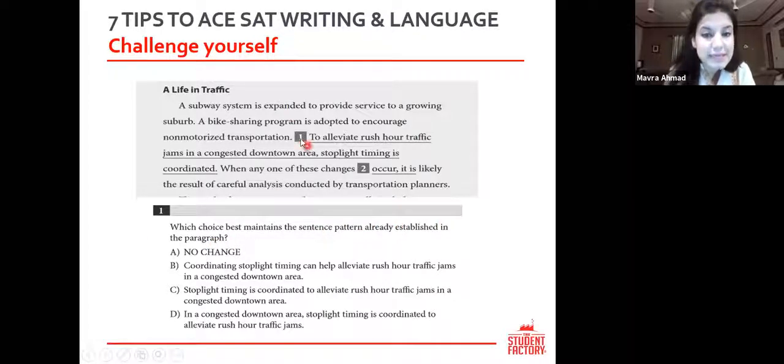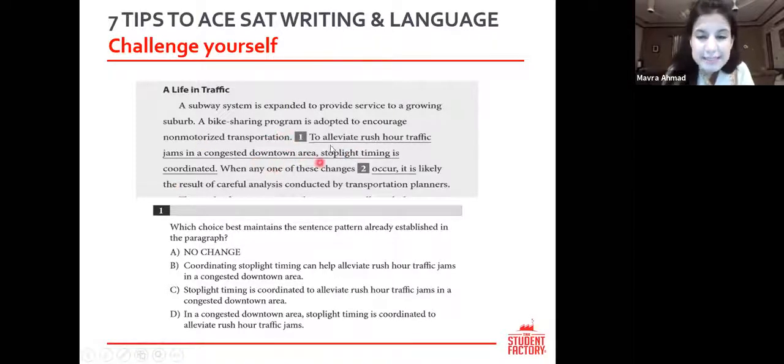अब हमें इसके लिए पहले तो sentence pattern already established in the paragraph, उसके लिए हमें directly number 1 से start नहीं कर देना है passage को read करना, हमें पहले पीछे से पढ़ना होगा and फिर we'll come to number 1. So let's read from the beginning. A subway system is expanded to provide service to a growing suburb. A bike sharing program is adopted to encourage non-motorized transportation. To alleviate rush hour traffic jams in a congested downtown area, spotlight timing is coordinated.